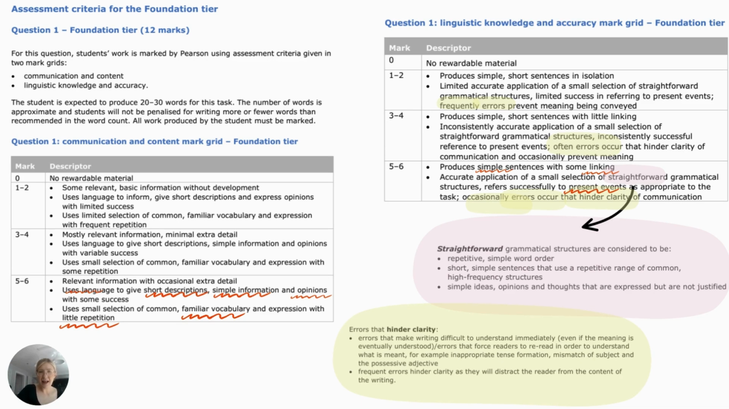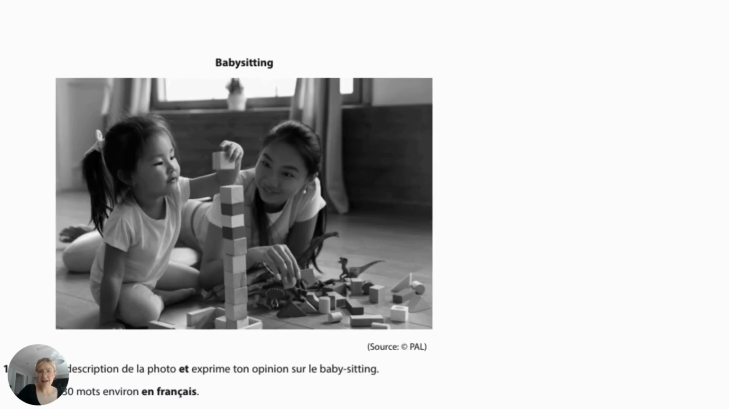So let's have a little look at an example. Here is an example of a card that was on the 2023 paper. It says, écris une description de la photo et exprime ton opinion sur le babysitting. So the question will always ask you to write a description of the photograph and express your opinion on babysitting.